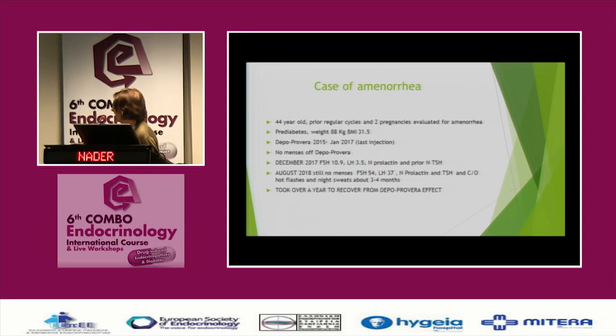And of course, the telltale sign is she was now complaining of some hot flashes, night sweats for a few months. And by this time, and I checked this last month, her FSH was 54, LH 37, normal prolactin, and TSH. So it took her over a year to recover from the Depo-Provera effect, and she went from one kind of amenorrhea to another kind of amenorrhea. And so we do see this from time to time, and perhaps one should warn patients of that.